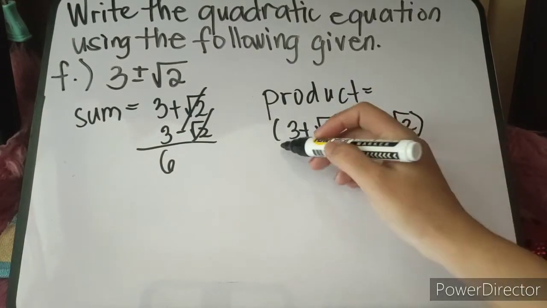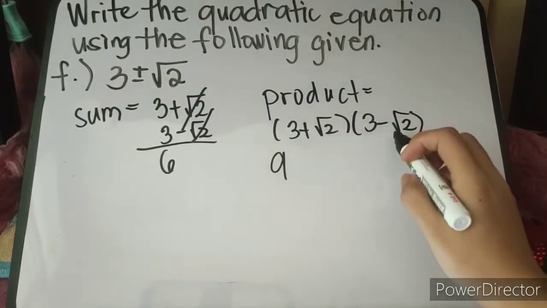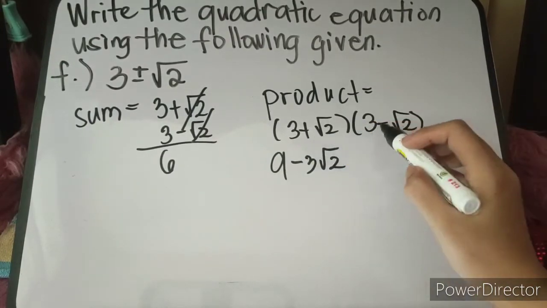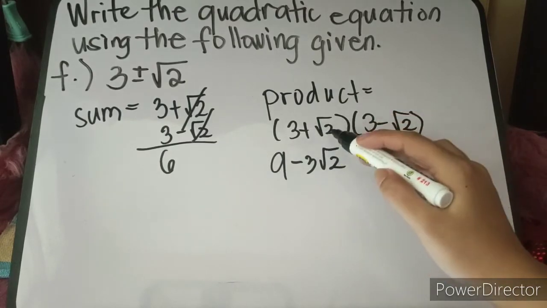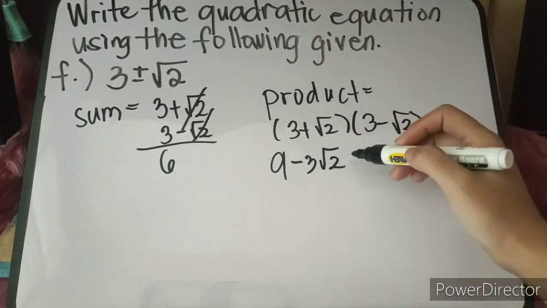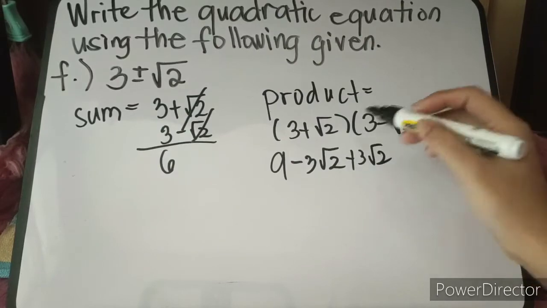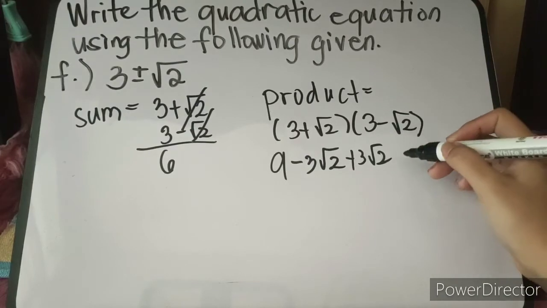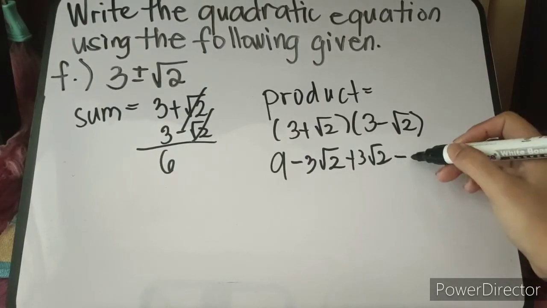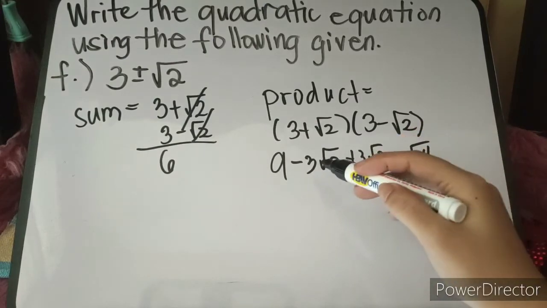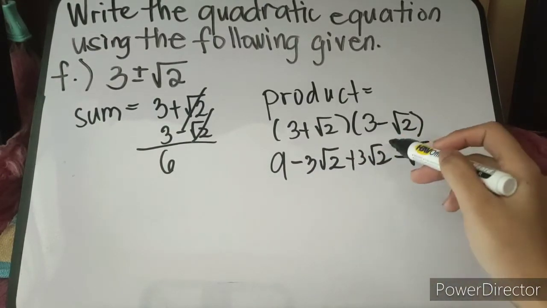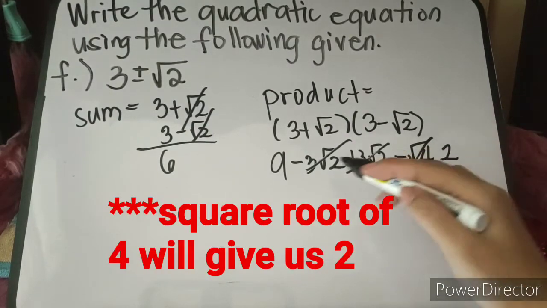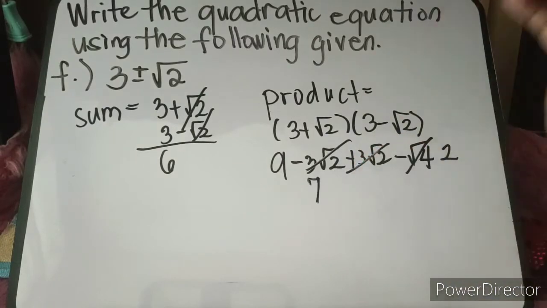So, it's like 3 times 3 will give us 9. And then 3 times negative square root of 2 will give us negative 3 square root of 2. And then positive square root of 2 times 3 will give us positive 3 square root of 2. And square root of 2 times negative square root of 2 is negative square root of 4, na kung saan ito po ay unlike sign, so matatanggal po yun, and square root of 2 will give us 2. So 9 minus 2 will give us 7.